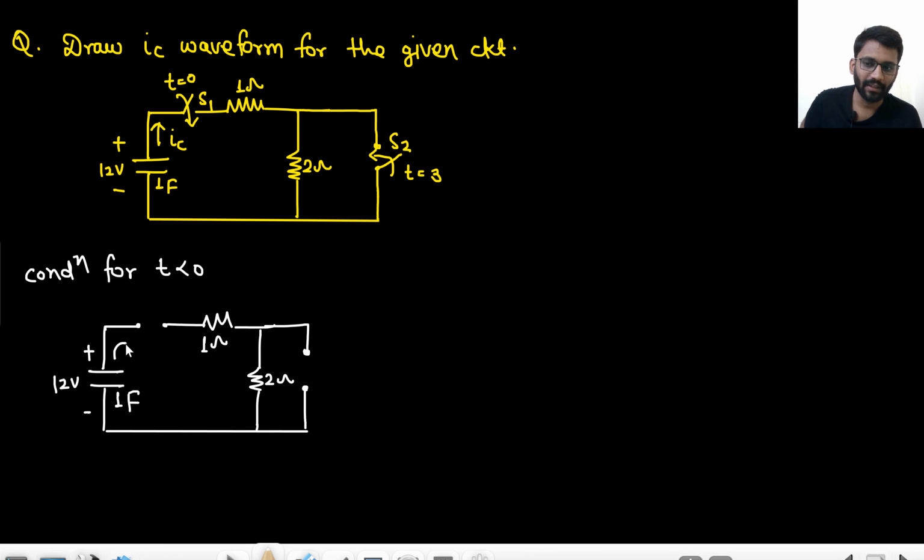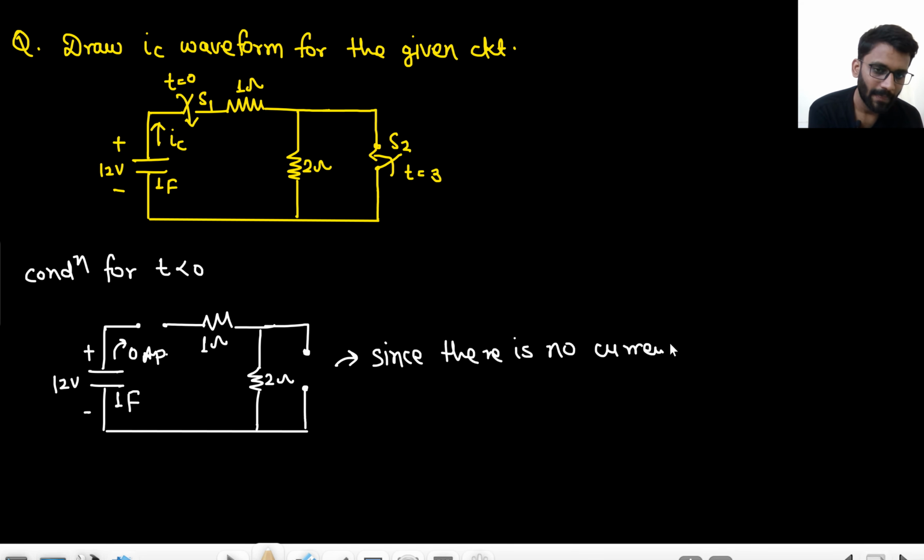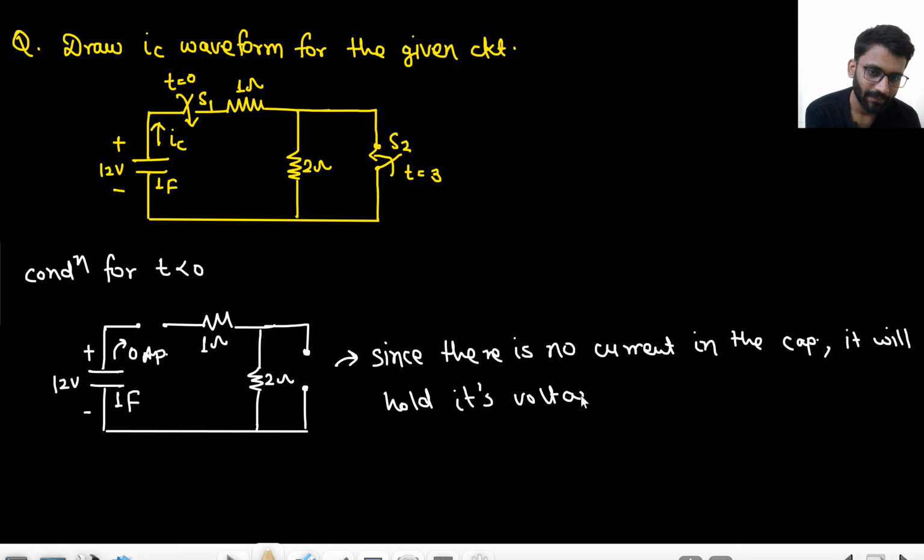Will there be any current? The current will be 0 ampere, right? Because the complete circuit is open ended, no current. So the capacitor will hold its voltage. Since there is no current flowing out of the capacitor, it will hold its voltage, right? So it is holding its voltage. Okay, so the capacitor is holding 12 volt here.